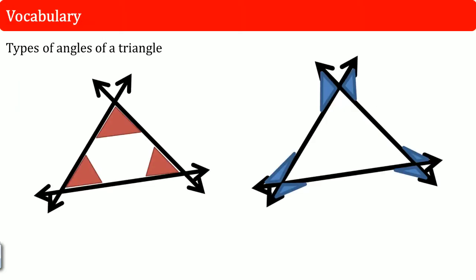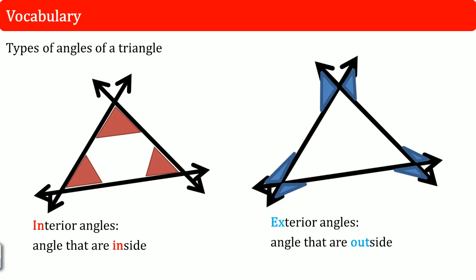So our vocab: there are two types of angles on a triangle. There's the interior angles, which are on the inside of the triangle, and there are the exterior angles, which are on the outside of the triangle. Make sure you understand the language of both of them. Interior means inside, exterior means outside.